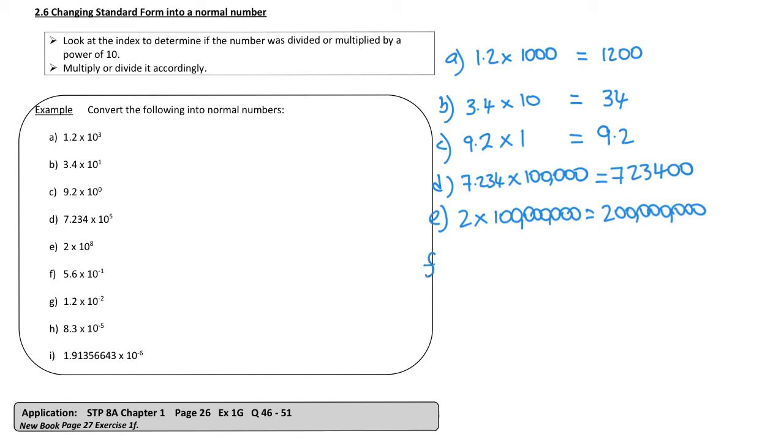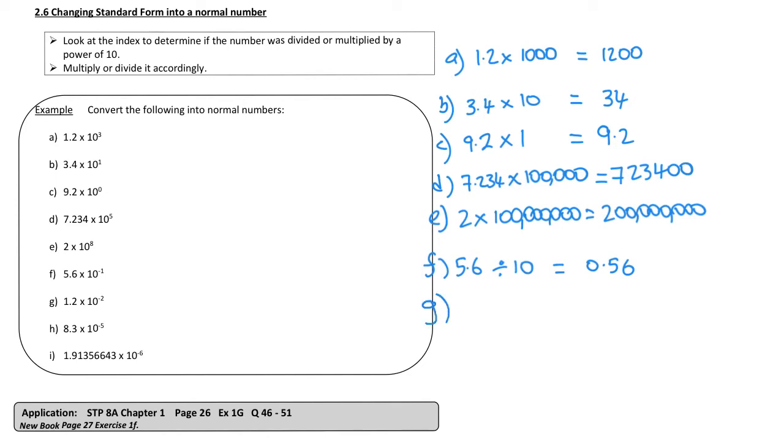Part F, we've got 5.6 times 10 to the minus 1. Now, whenever it's a minus 1, that's really meaning divided by 10 to the power of positive 1, so divided by 10. 5.6 divided by 10 is 0.56. And we can see that the decimal place has moved from between the 5 and the 6, 1 place to the left.